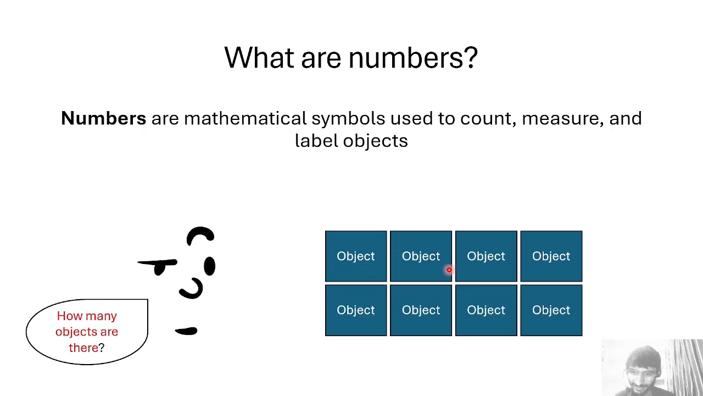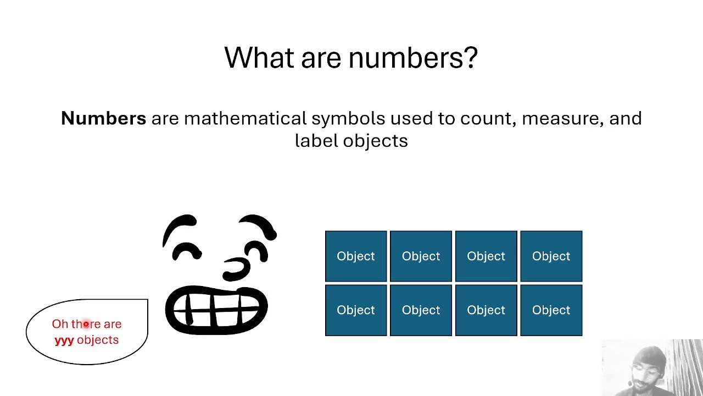Well, now we have added some more objects. Now we have in total 8 objects. Frank again asks the question, how many objects are there? Again, he came up with a second symbol. He said there are Y, Y, and Y objects.